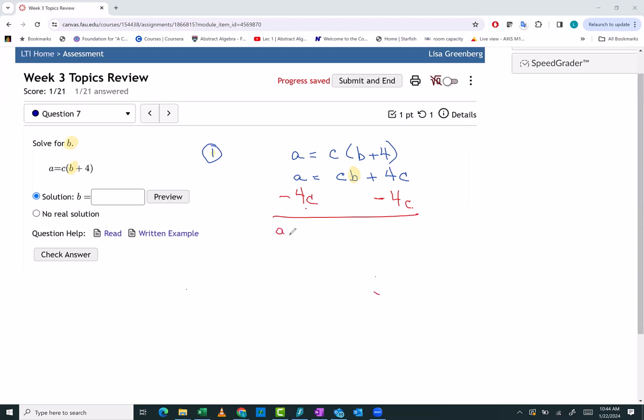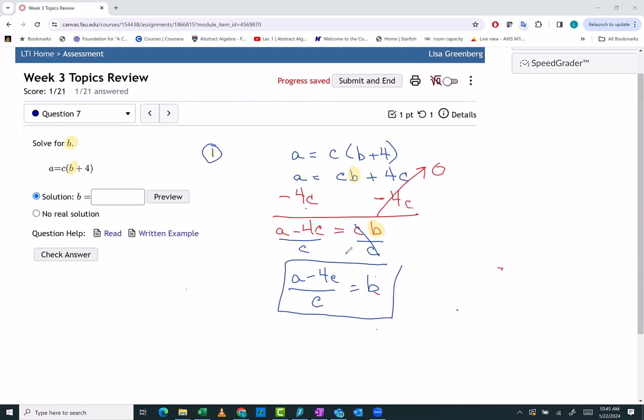I end up on the left with A minus 4C equals C times B, and 4C minus 4C is 0. I'm closing in. There's my B. I have something times B. What do I do? I divide both sides by C. The opposite operation of multiplication is division. My C's cancel. I end up with A minus 4C divided by C is equal to B. And that is one solution.